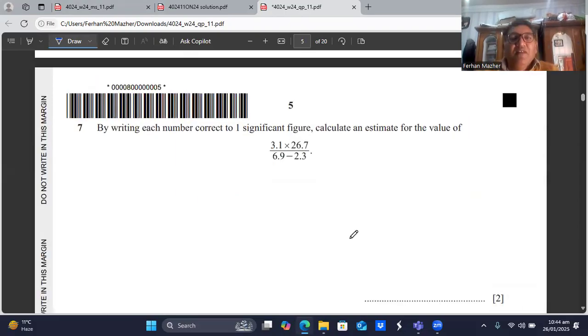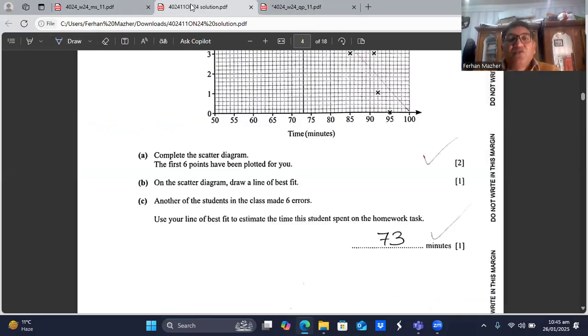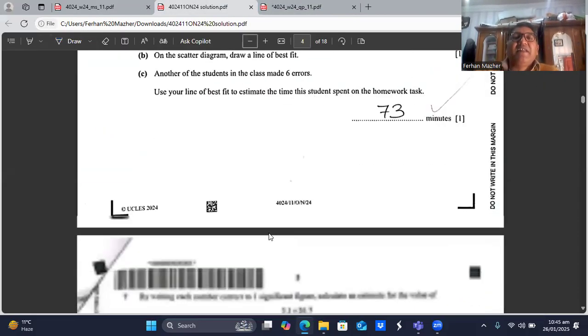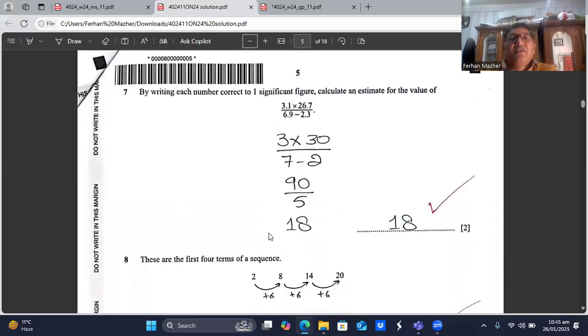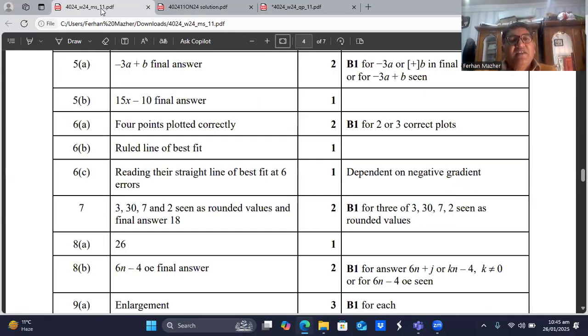That is question number 7. By writing each number correct to one significant figure, calculate an estimate for the value of. Okay, so one significant figure, and so this 3.1 can be written as 3, 26.7 can be written as 30, 6.9 can be written as 7, and 2.3 can be written as 2. So we are basically writing them in one significant figure. So we will have 3 multiplied 30 divided by 7 minus 2, and that's 90 divided by 5, and that is 18. So the answer can be 20 or 18.